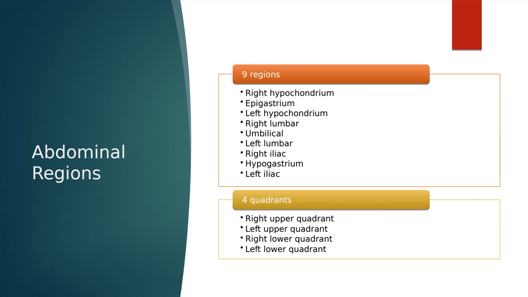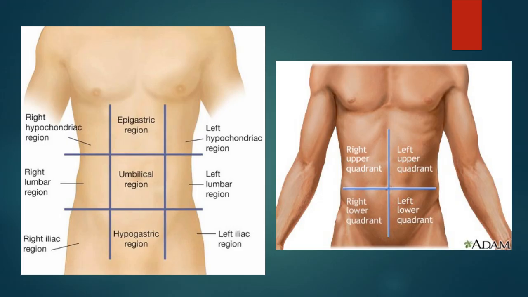Our quadrants are going to be right upper, right lower, left upper, and left lower quadrant. And here we can kind of see what those regions and quadrants look like. When we're using quadrants, it's a little bit more of a broad evaluation because we're including more anatomy and more structures in each quadrant, whereas the 9 region method is a little bit more specific.